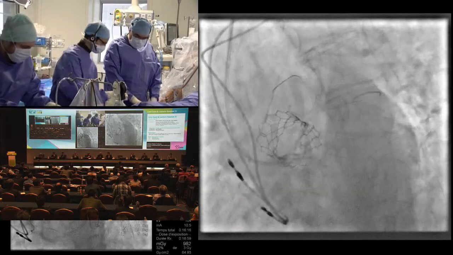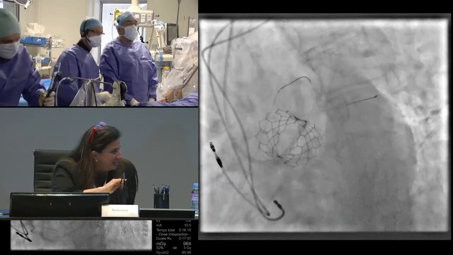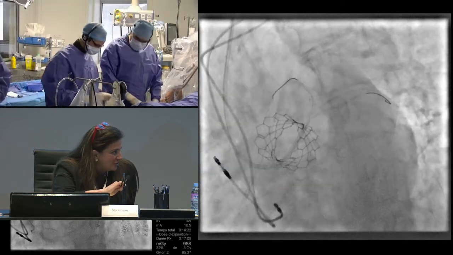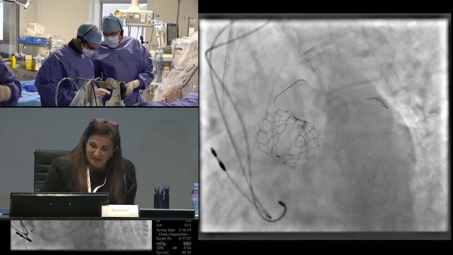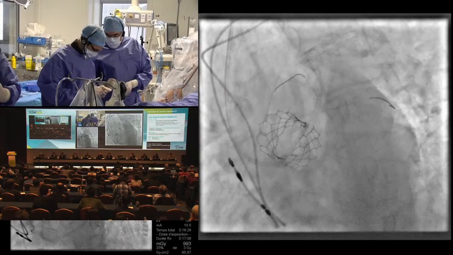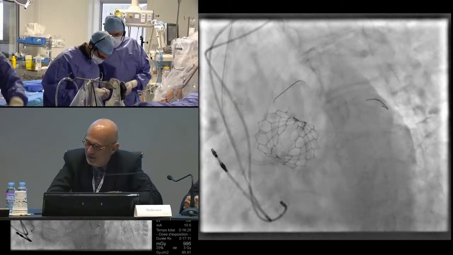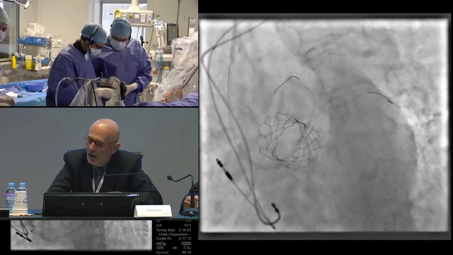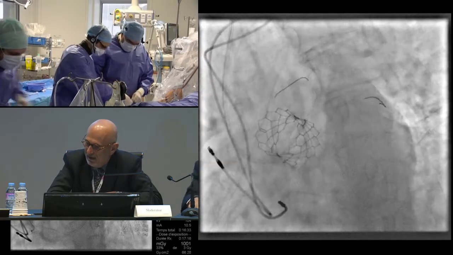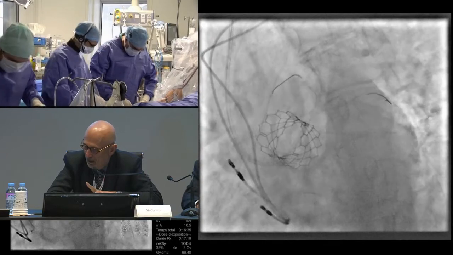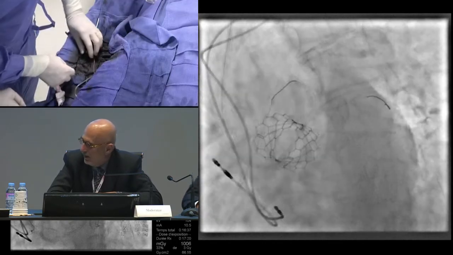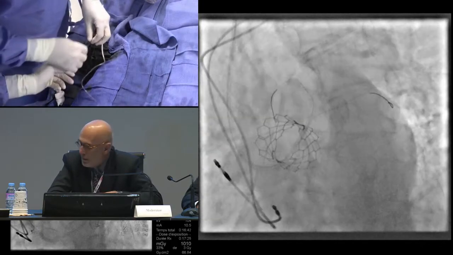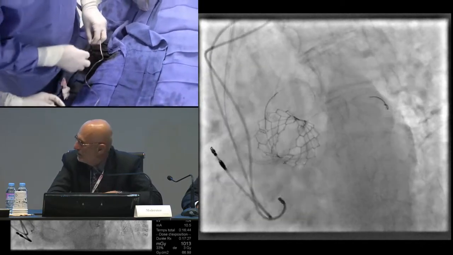Yeah, so we have Dr. Shaban here. So, Imad, is there any other way you would do this other than DK crush? Hello, how are you? Well, I'll start with ensuring the access to circumflex because it's a dominant circumflex. And I think I'll go stenting, starting from circumflex, whether with DK crush or mini culotte could be, but DK crush will be fine.